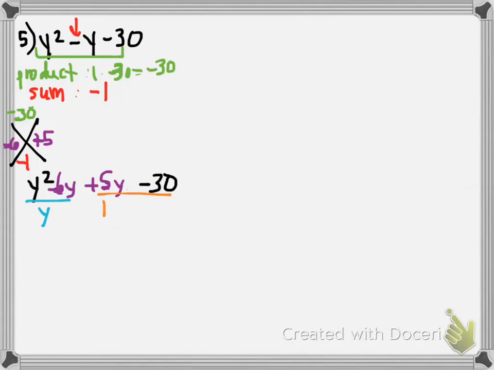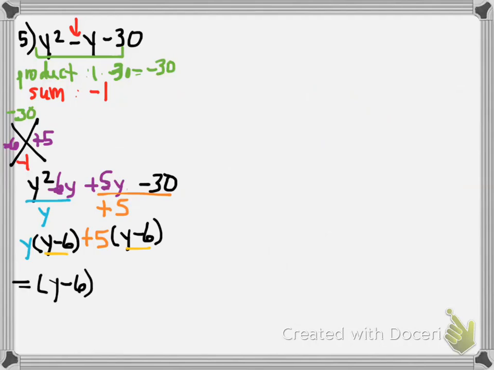And these two have a positive 5 in common. So in this grouping, we have y times the quantity y minus 6. And in this grouping, positive 5 times the quantity y minus 6. So we get our little miracle. And then we factor. So the GCMF is the y minus 6. That's our binomial GCMF. And then the y plus 5 joins up the other two.